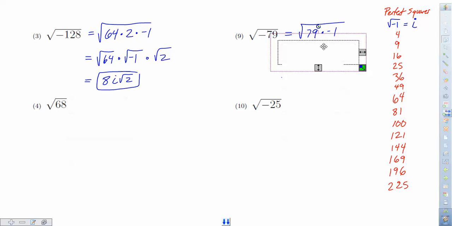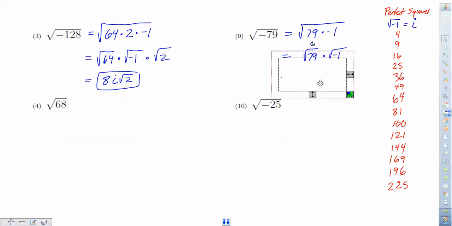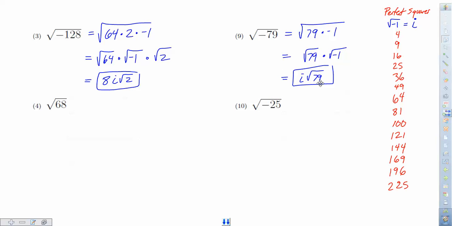times negative 1, which means that we have the square root of 79 times square root of negative 1, which really means we can write our answer as i times square root of 79. There is no integer here because there was no perfect square. How about number 4?